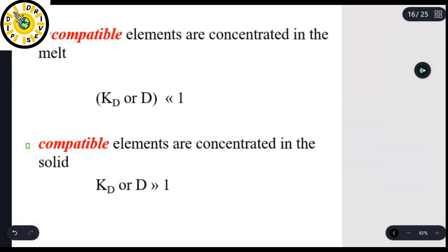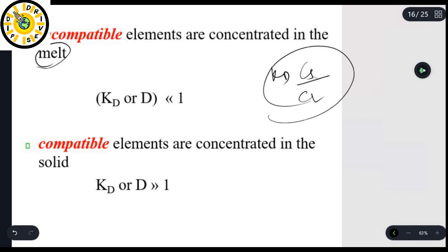So incompatible elements are concentrated in the melt. During basalt melting, some of the elements will go to the melt phase or liquid phase. It also depends on the distribution coefficient, so how much it is distributed between the solid and liquid phase. The concentration of the solid and the concentration of the liquid: if it is less than 1, it is called incompatible. If it is greater than 1, it is called a compatible element.